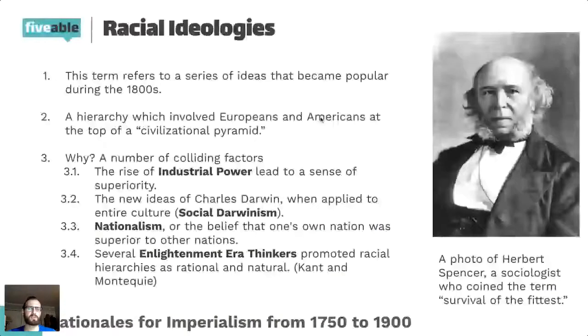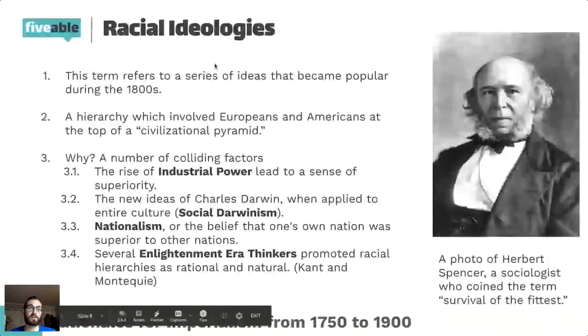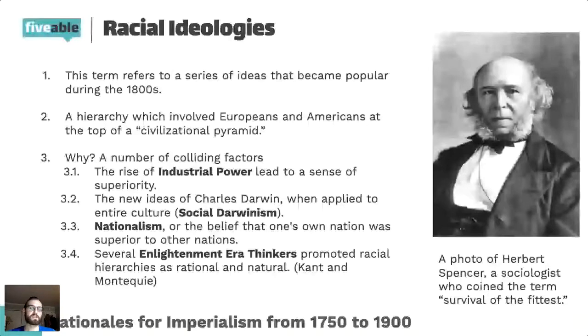There's a lot of text here. If you're taking notes, you don't have to copy all of this. But I just want a quick rundown because this may be the one that I feel like students traditionally are not so familiar with. So these are a series of ideas, and there are a lot of overlapping ideas. But basically at the heart of it all is this idea of a civilizational hierarchy, right? There are civilized people and there are non-civilized people.